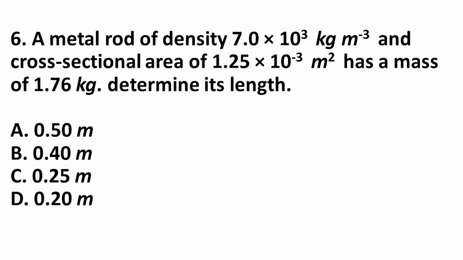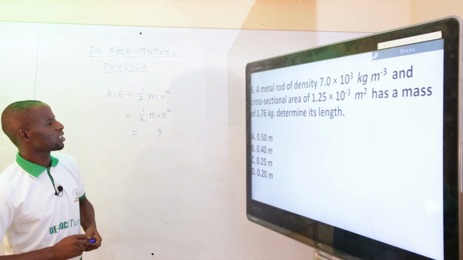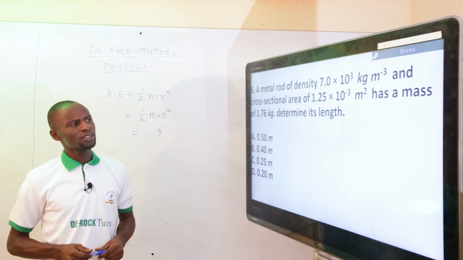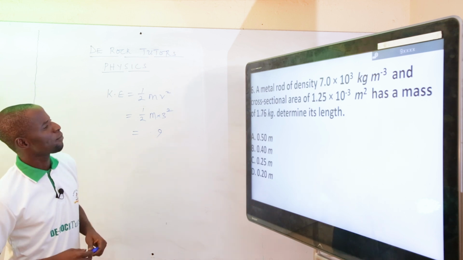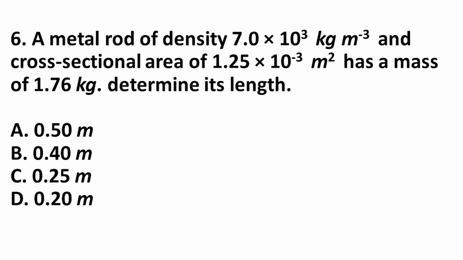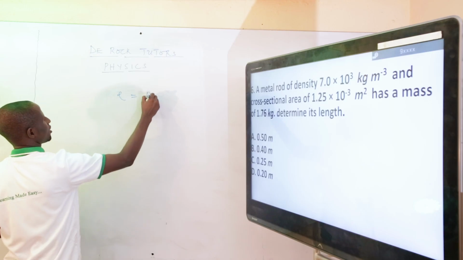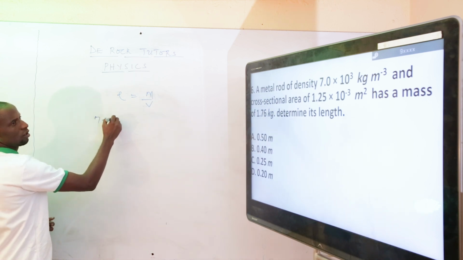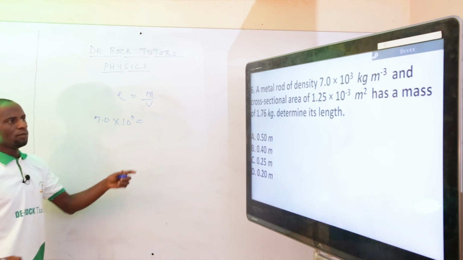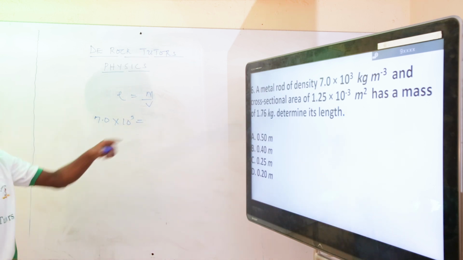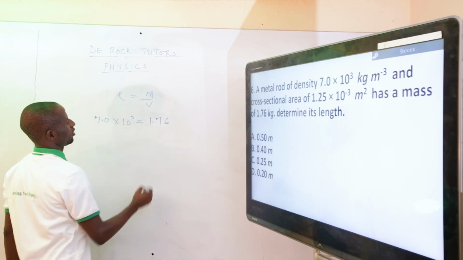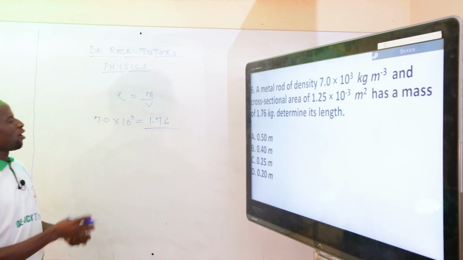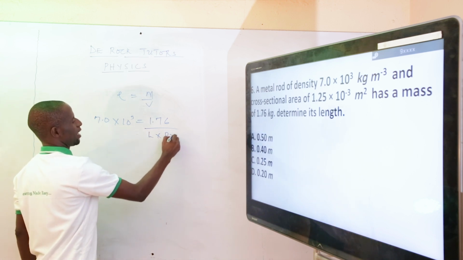A metal rod of density 7.0 times 10 to the power 3 kilogram per meter cubed and cross-sectional area 1.25 times 10 to the power minus 3 meters squared has a mass of 1.76 kilogram. Determine its length. By formula, density is given by mass over volume. In the question, we have been given the density to be 7.0 times 10 raised to the power 3. The mass of the body is given as 1.76.